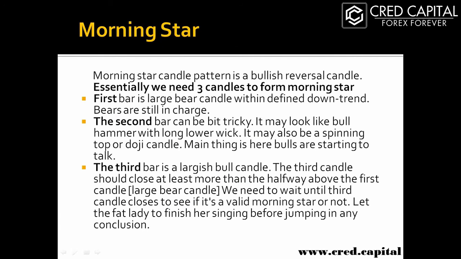The first bar is a large bear candle within a defined downtrend, where bears are still in charge. So first, the pattern should be in a downtrend. According to the trend, we see first the large bear candle within a defined downtrend, which already tells us that the downtrend is still on in the market and can further continue. Why will it continue? Because the bears are still in charge.